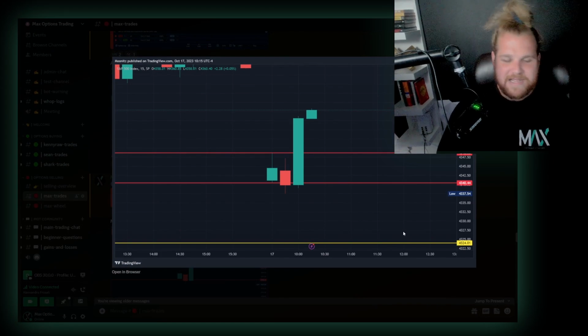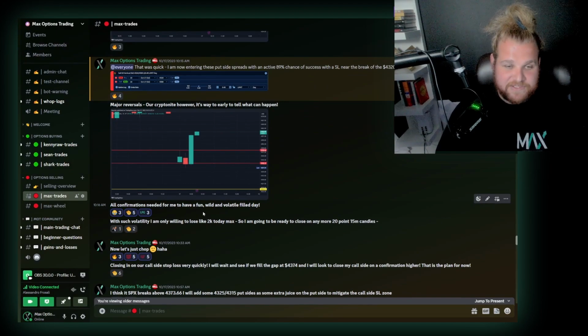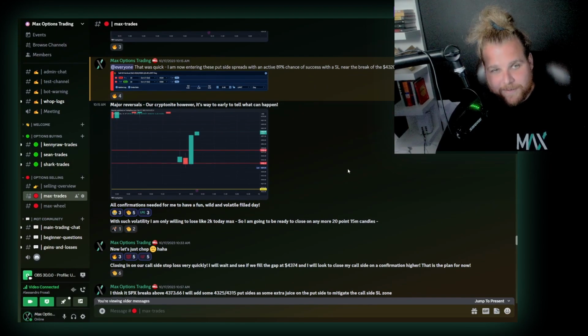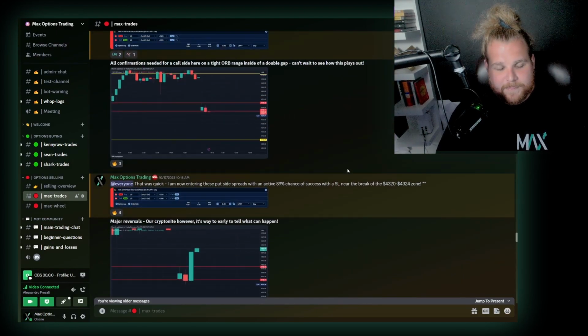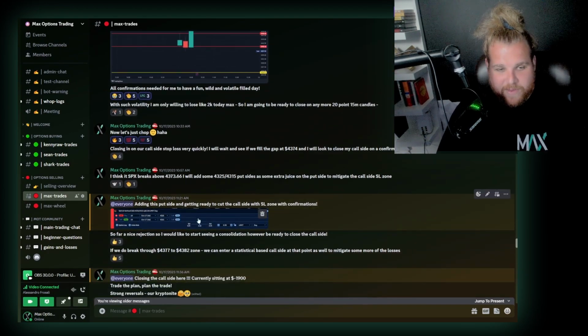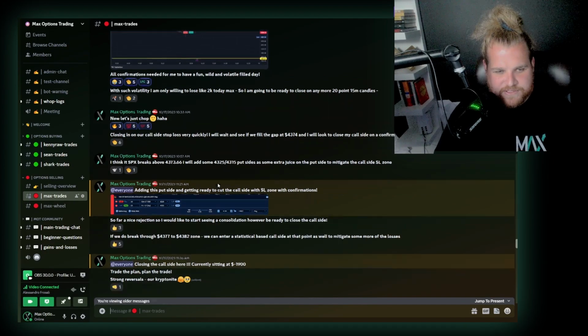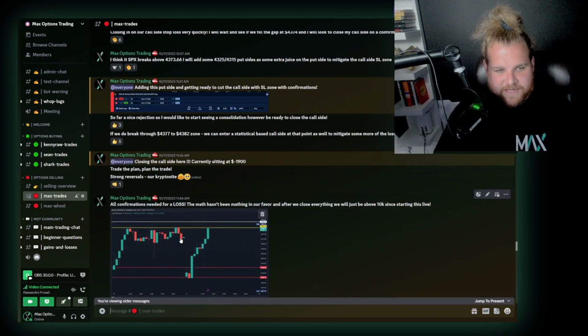My favorite. It seems I get caught up in these reversals more than Uno players do. So it reverses hard. All confirmations were needed for a little put side action. That breakout, we added more put sides to cut the call side, stop the confirmations, a nice rejection, all confirmations needed for a loss.